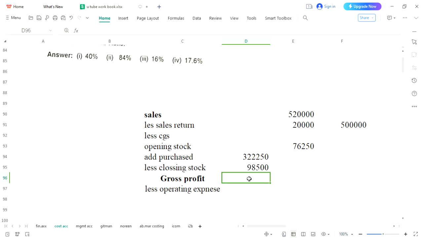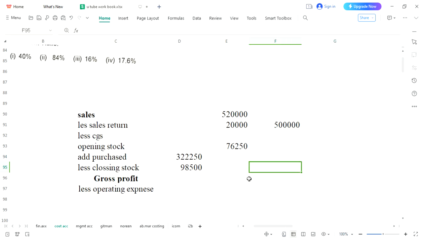Okay guys, so closing stock we have written, purchases we have written. Now CGS would be calculated over here. How? Opening stock plus purchases, you can see add purchases, and then subtract closing stock. So we have got our closing stock over here.